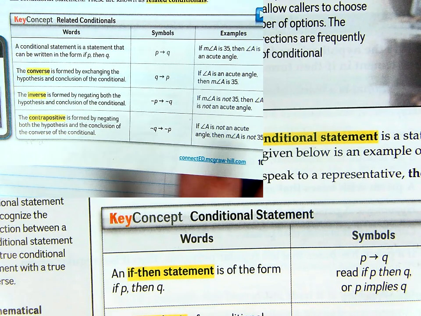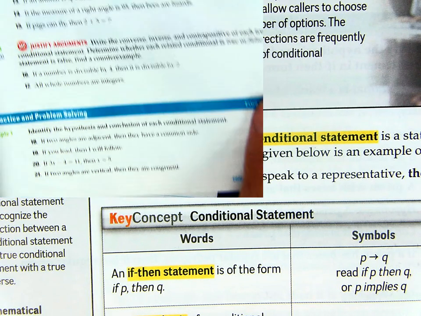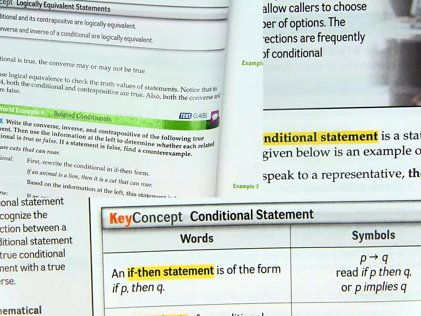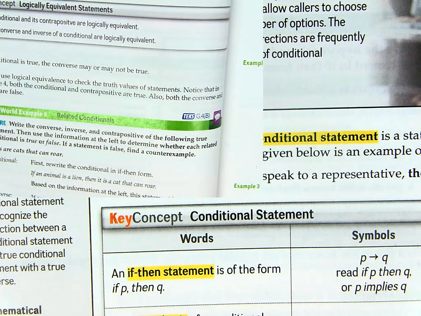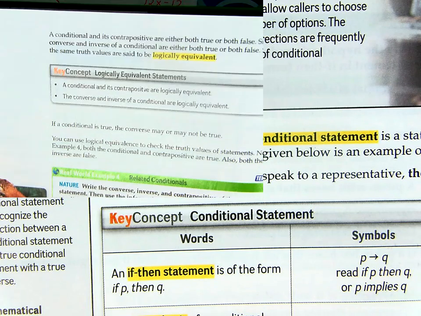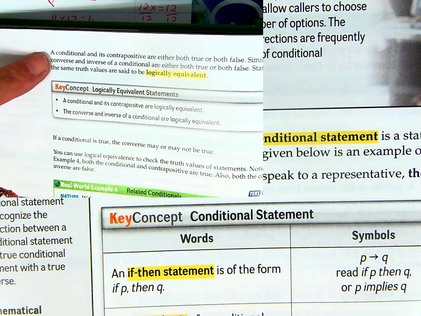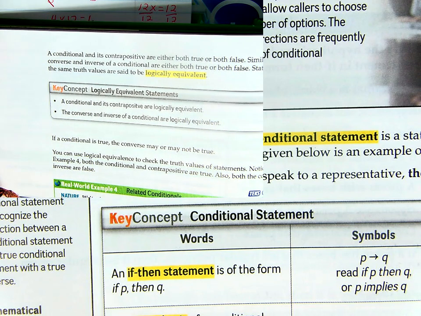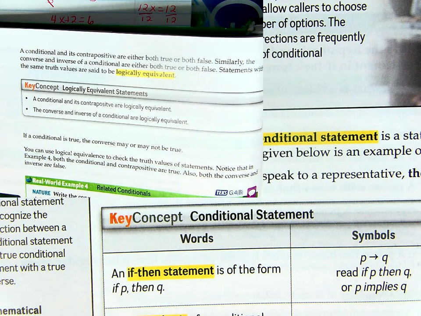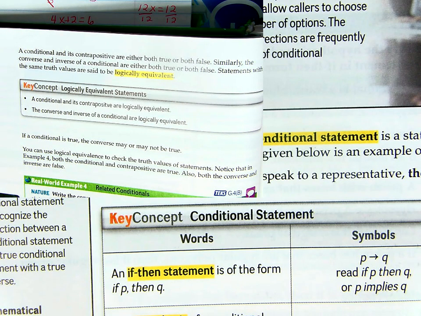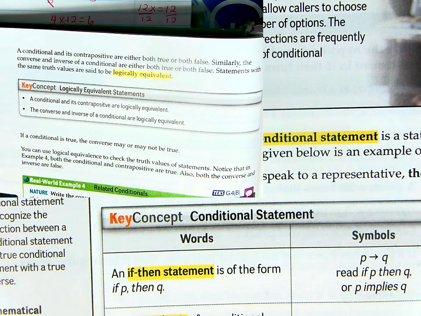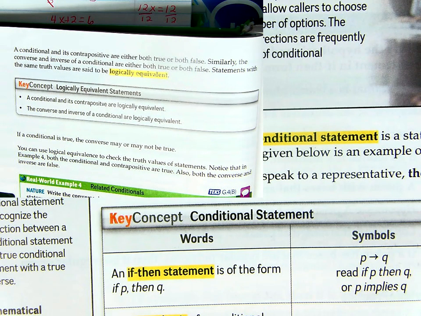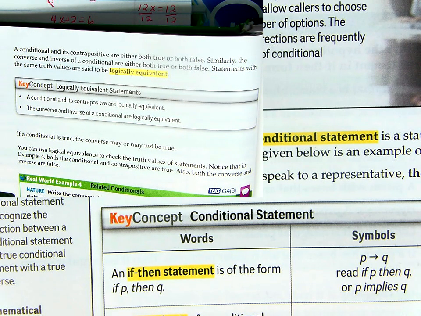I hope I got that right. Let me see. If you turn the page, it says a conditional, and a conditional just means an if-then statement. A conditional and its contrapositive are either both true or both false. Similarly, the converse and inverse of a conditional are either both true or both false. Statements with the same truth values are said to be logically equivalent.